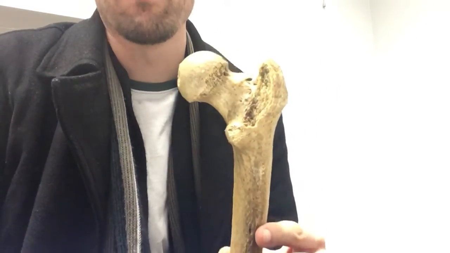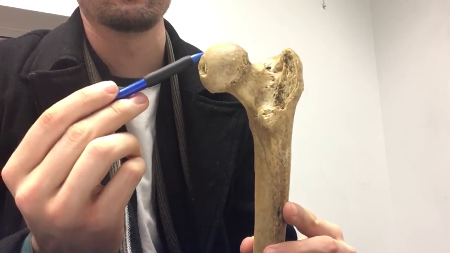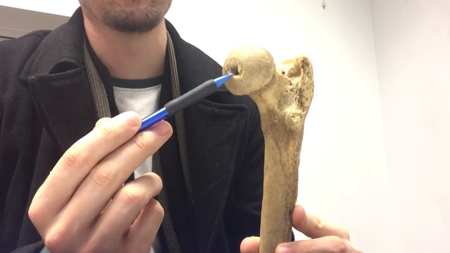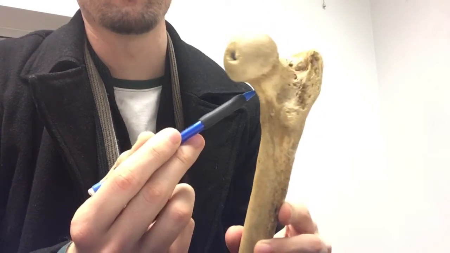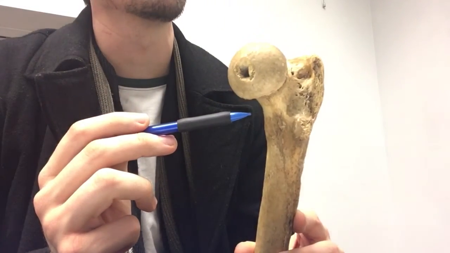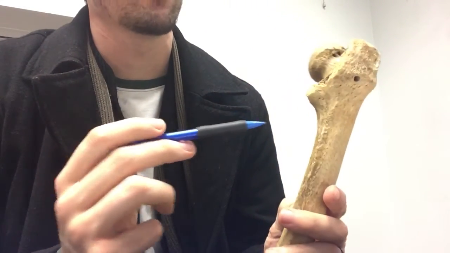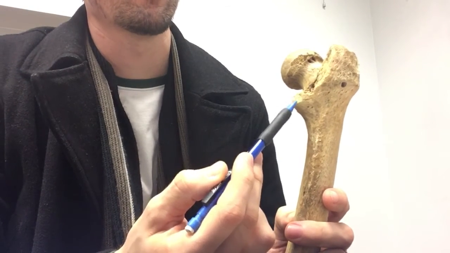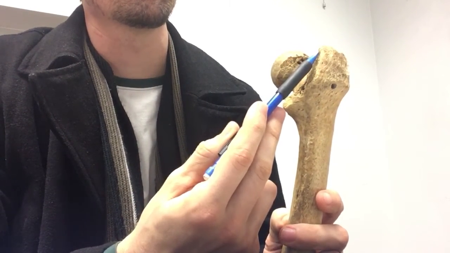This is the osteology of the femur. This is the head of the femur. This is the fovea capitis. This is the neck of the femur, all the way around. On the posterior side, you have the lesser trochanter and the greater trochanter.